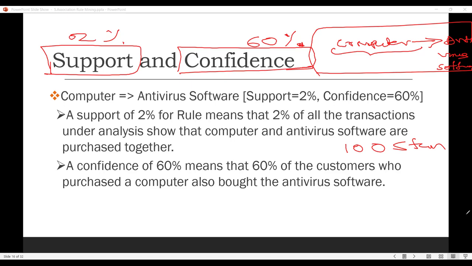So support means, among the total number of transactions, how many transactions deal with these 2 products. That we call support, right? Did you understand? Among all the 100 transactions, how many deal with these 2 products, right? Okay, now tell me, I'm writing an association rule, right?